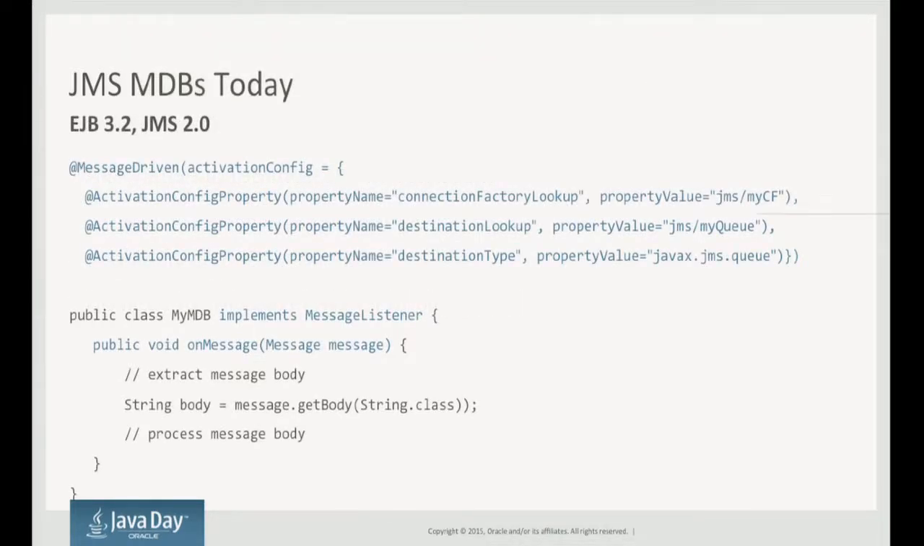So if we look at JMS message-driven beans today, there's a lot of metadata that you need to supply for your message-driven bean. And the annotations to do so, I have to say, are kind of annoying. And your bean class has to implement a message listener interface, which tells you what you need to call your method. And this method only takes one argument, which is your message. And it's kind of an old-style API design.